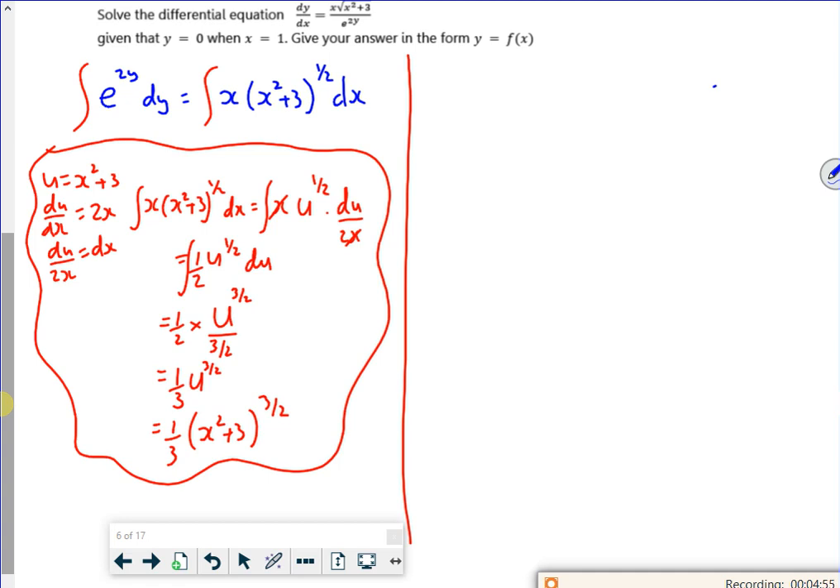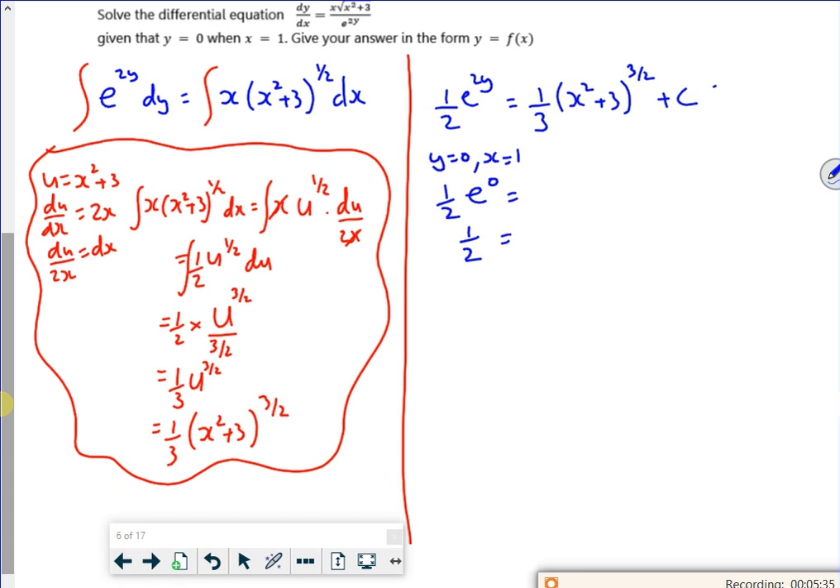So if I integrate e to the 2y, it's a half e to the 2y. If I integrate that bit on the right, it's a third x squared plus 3 to the power 3 over 2 plus c. I want it y equals, oh, I've got an x and a y. So I've got y is 0, x is 1. So I've got a half e to the power 0, which is just a half.